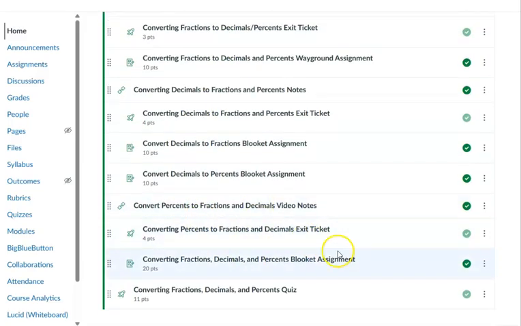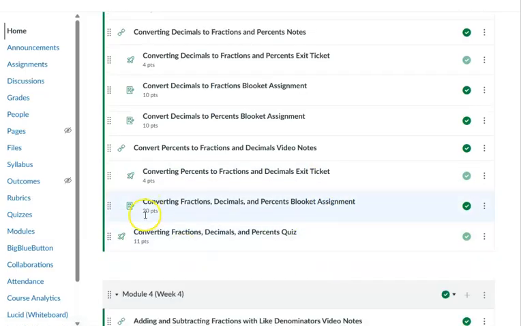They would have supplemental exit tickets and then assignments with each topic, and then at the end of the week, a quick quiz covering converting fractions, decimals, and percents.